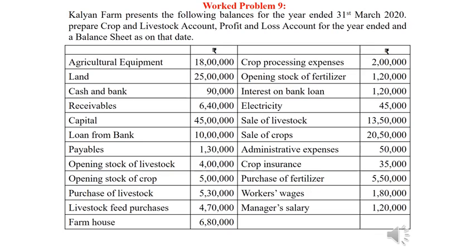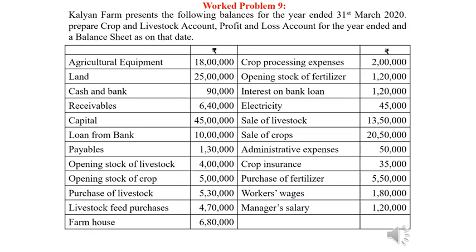Interest on bank loan. Let us see what will happen if information is absent relating to crop and livestock. Apportionment information is not there in the adjustment. We can take it under profit and loss account. If information is there, we have to apportion between crop account and livestock account.